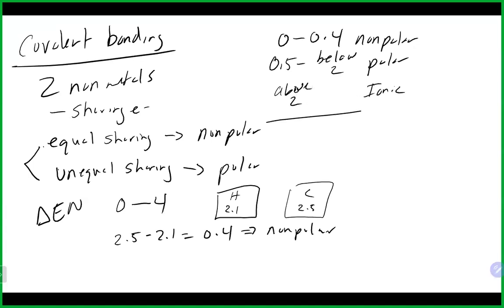Remember, you don't really need electronegativity values for ionic because it should always be a metal and a nonmetal, and if it's not, then it's probably some type of polar or nonpolar bond.